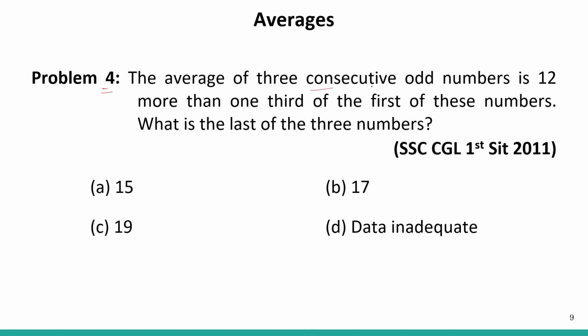The average of 3 consecutive odd numbers is 12 more than 1/3 of the first of these numbers. So what is the last of these 3 numbers? This question has appeared in the SSC CGL first sitting 2011 paper. If option A is correct, it will be 15. If option B is correct, it will be 17. If option C is correct, it will be 19. And if option D is correct, it will be data inadequate. So let's see which among these 4 is the actual correct answer.